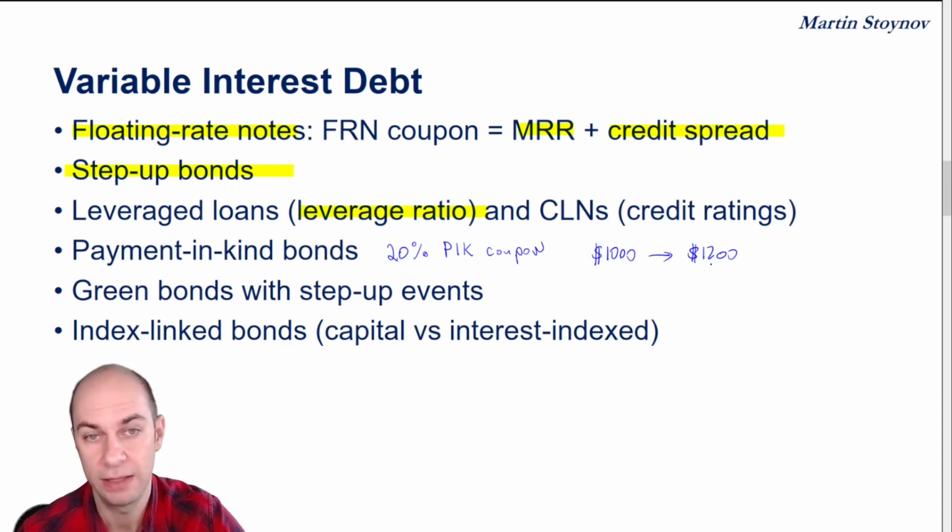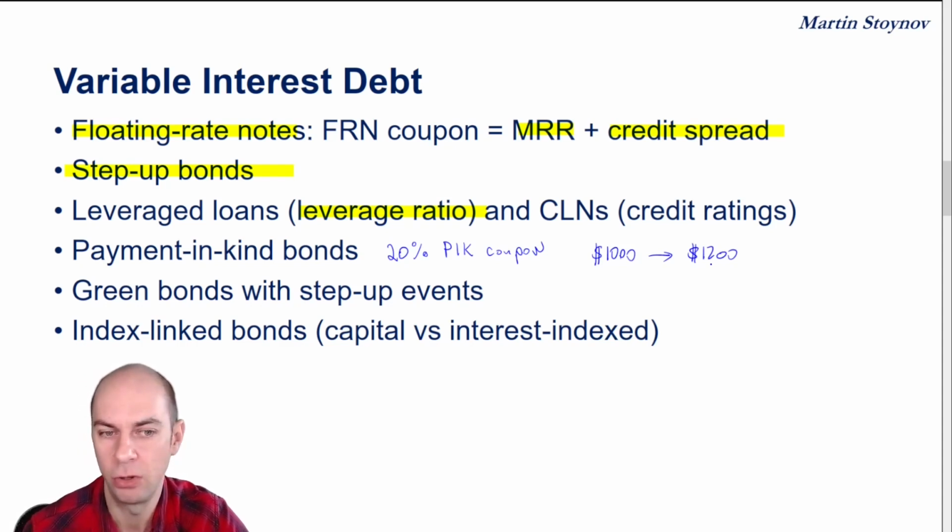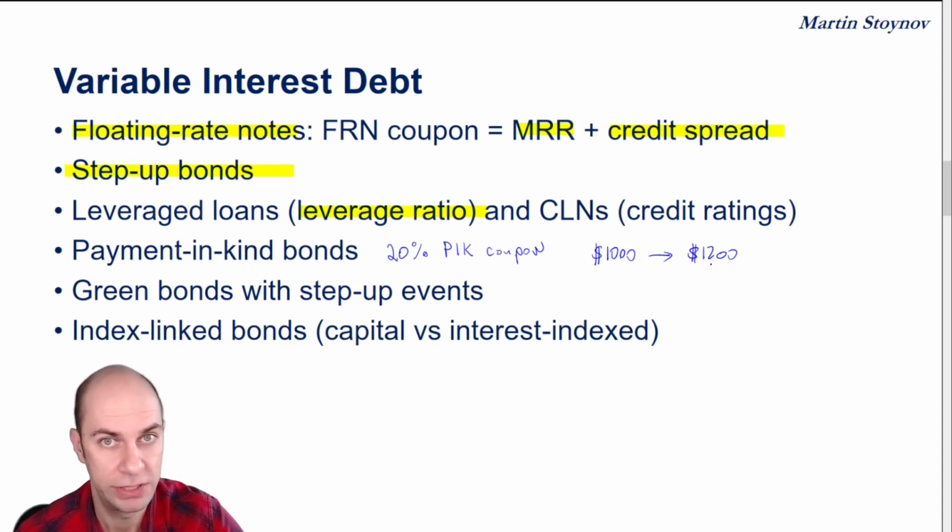The idea is that that bond's principal will be repaid at some point in the future. But typically that's issued by very speculative companies, and in a lot of cases, this has resulted in some spectacular defaults. Green bonds with step-up events, what we're looking at here, this is typically issued by governments, although it can be issued by private corporations as well.